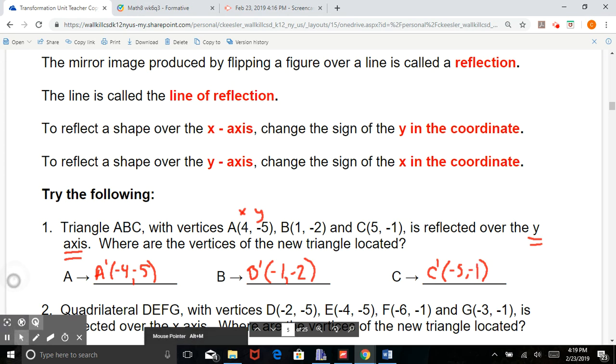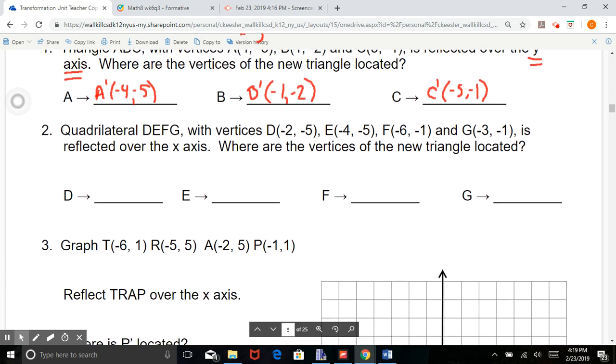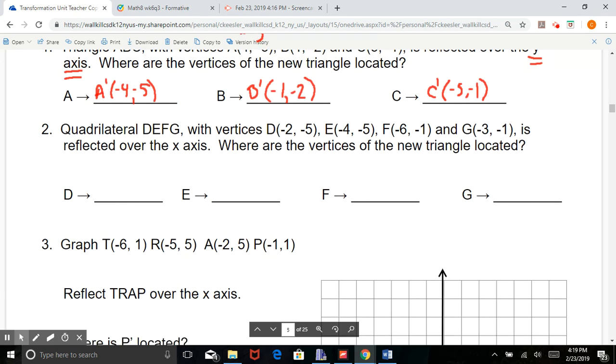Similarly, in number 2, quadrilateral DEFG with vertices D (-2, -5), E (-4, -5), F (-6, -1), and G (-3, -1) is reflected over the x-axis. Where are the vertices of the new triangle located? And that should not say triangle. It's a quadrilateral. That is a mistake there.